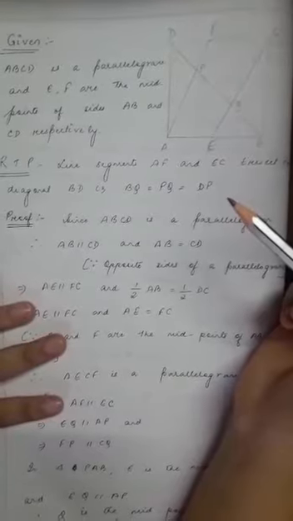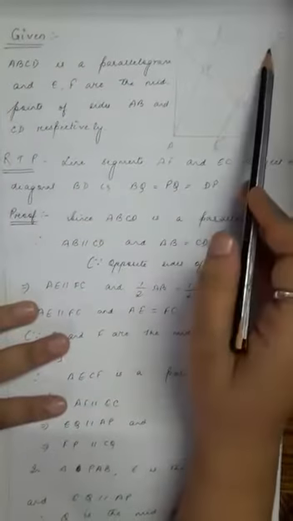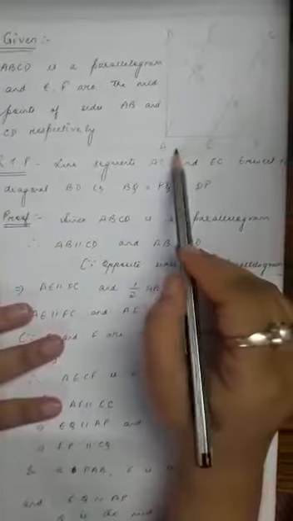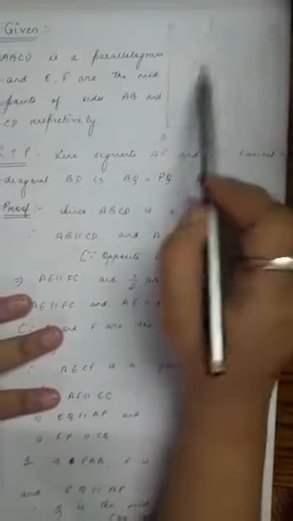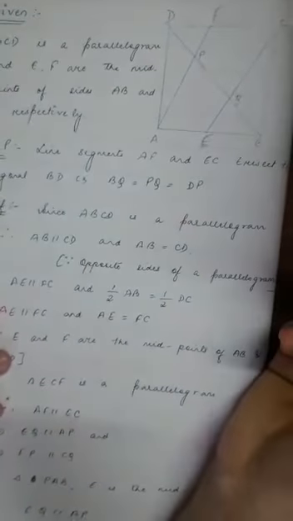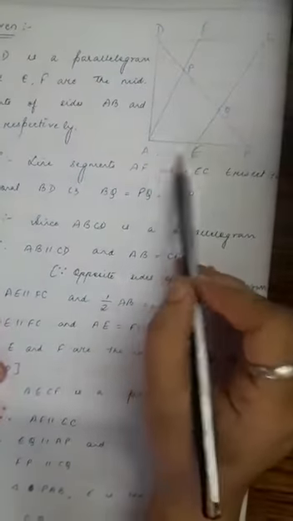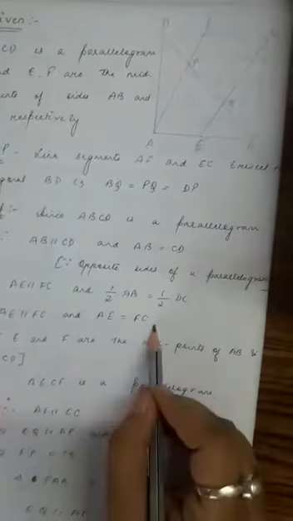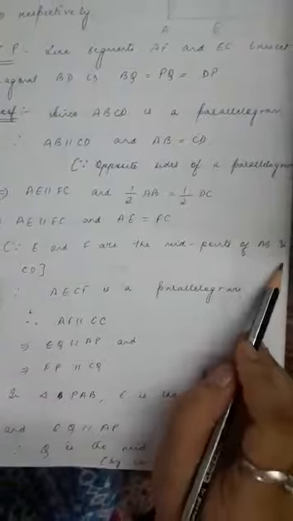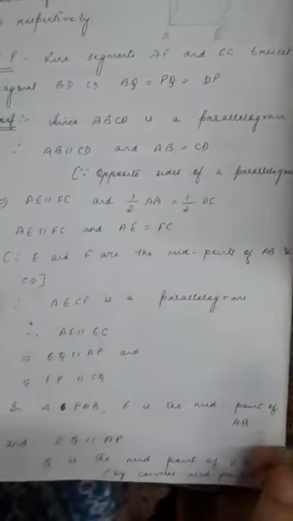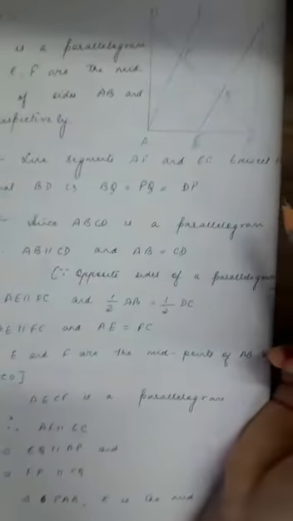Therefore, AB is parallel to CD and also it is equal to CD because opposite sides of a parallelogram are equal, which implies that AE is parallel to FC. And now half of AB is equal to half of DC since this is the midpoint E and this is the midpoint F. So it is divided into two halves. That is why I can say that half of AB is equal to half of CD. So half of AB I can write as AE and half of DC I can write as FC. Since E and F are the midpoints of AB and CD, therefore we can say that AECF is a parallelogram.